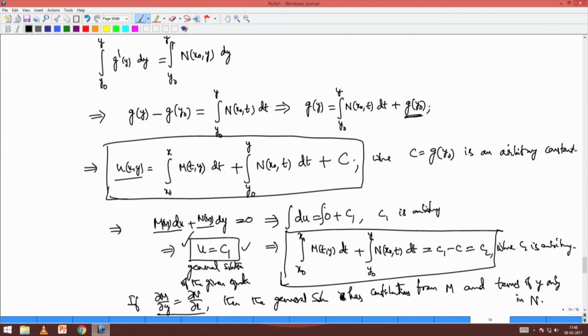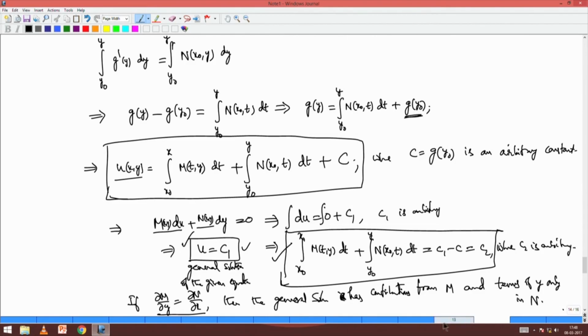Whenever you check this condition and it is satisfied, you know that it is exact. The shortcut to find the solution is: m you integrate with respect to x, keeping y as it is, and in n you put x equal to 0 and integrate. Once you put x equal to 0, the terms with x may become 0. When you have only terms of y, even if you put x equal to 0, those terms remain. You simply integrate them with respect to y as if x is not there, by putting x equal to x naught. That is how you can directly get the solution.